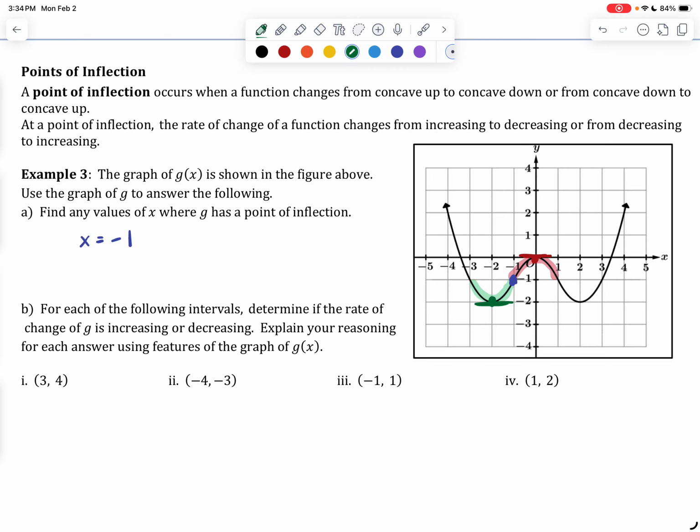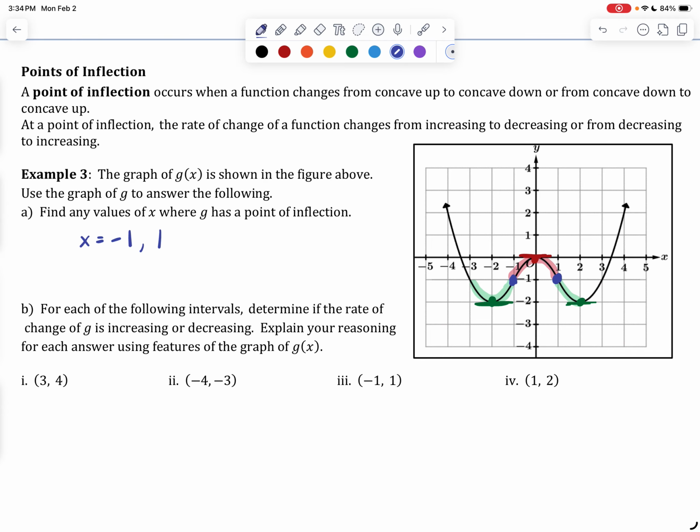I see another relative minimum at x equals 2, so I know our concavity needs to change again, and a pretty good guess there would be x equals +1, as I can see that change in shape occurring there. So +1 is also on the list.